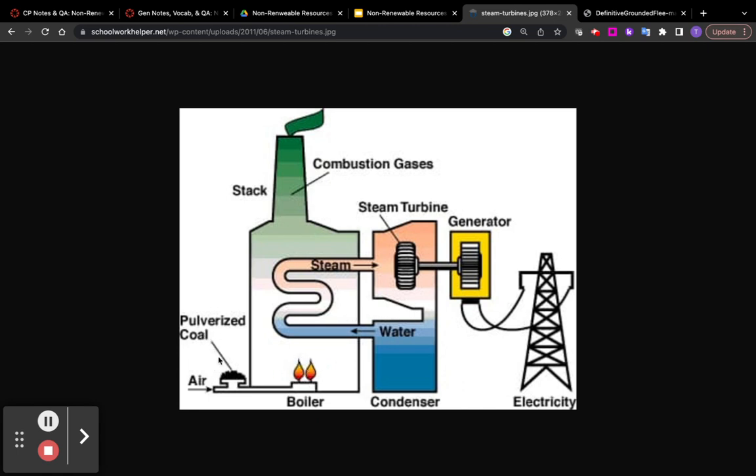Now this is great, but you have to have something to burn here. And so we usually use things that burn for a long time and burn very hot. And those more than likely are going to be non-renewable resources.